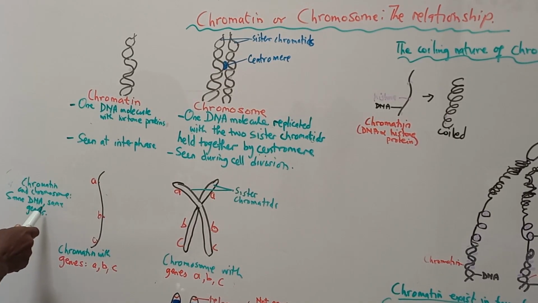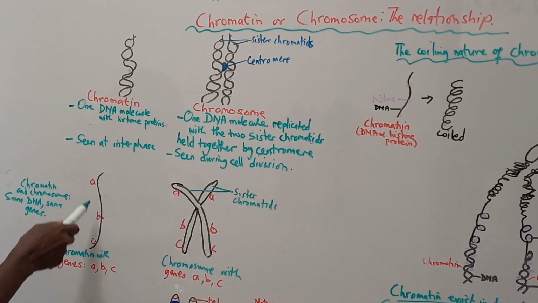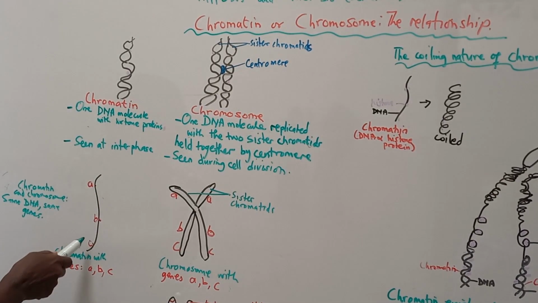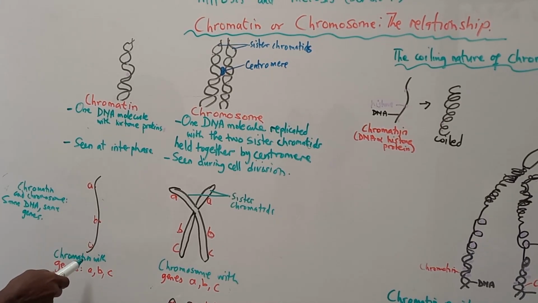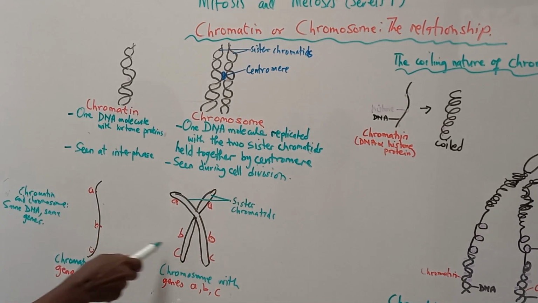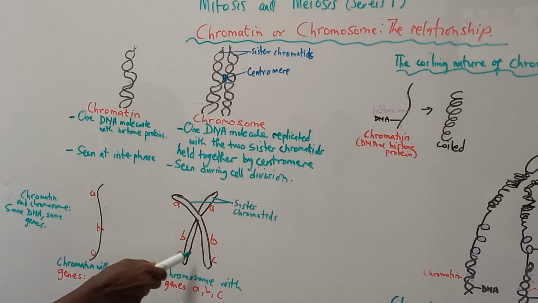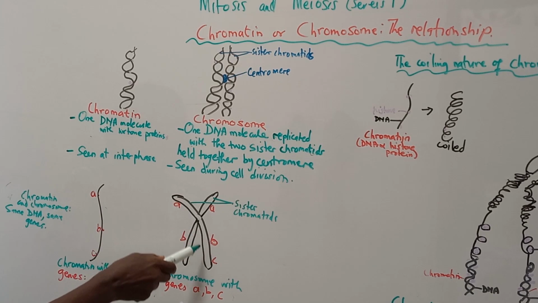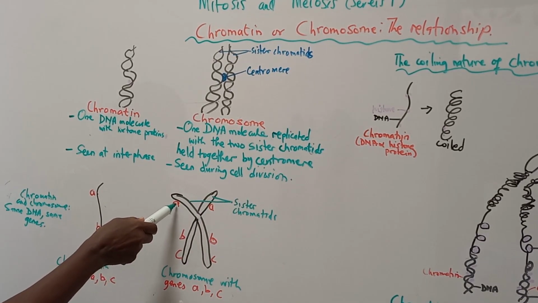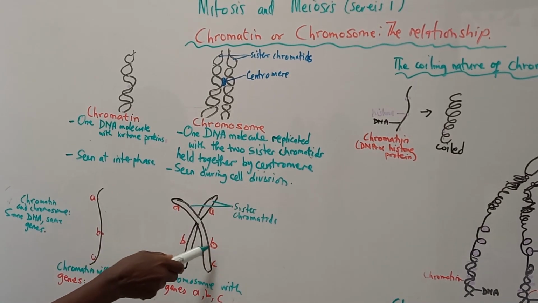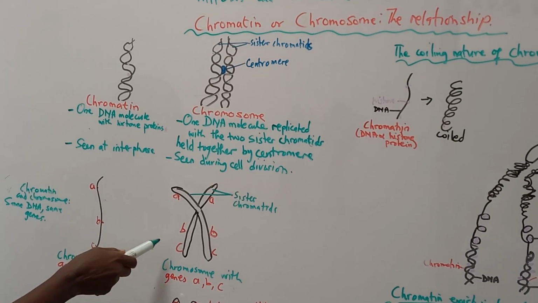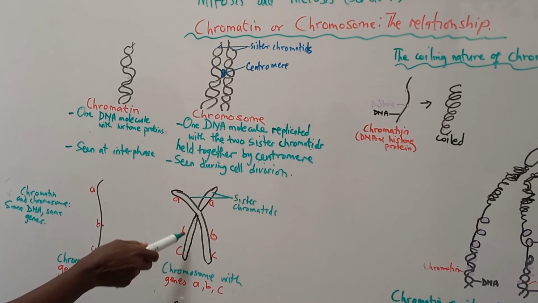This chromatin has genes. I represented only 3 genes with A, B, C. With this chromosome, it is the same DNA that has doubled, and each of the strands is a sister chromatid. It has gene A, gene A, gene B, gene B, gene C, gene C. So it's the same one DNA with the same genes.